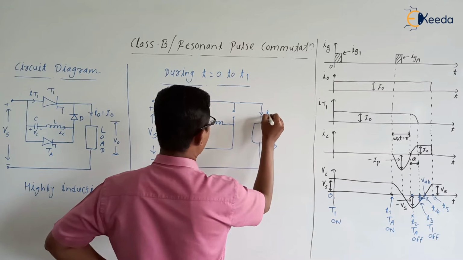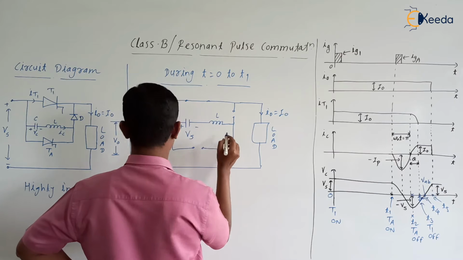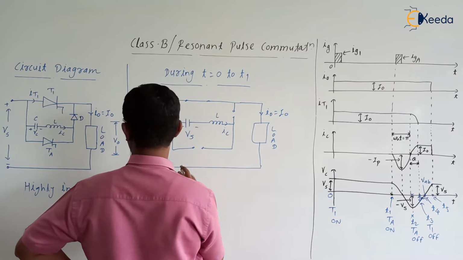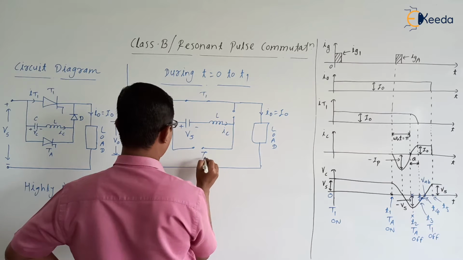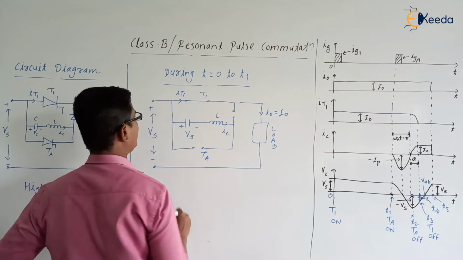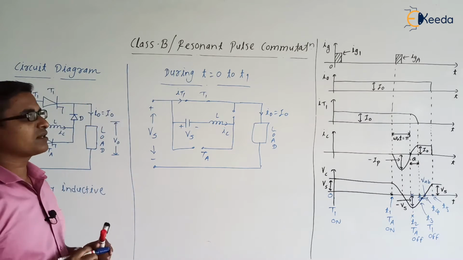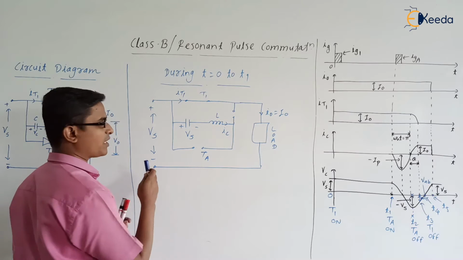This is I0, the load current. Inductor current is IC. This is the auxiliary thyristor, and this is T1, which is acting as a short circuit, with current IT1. So during t equal to 0 to t1, current was flowing from Vs through T1, the load, and again back to Vs.